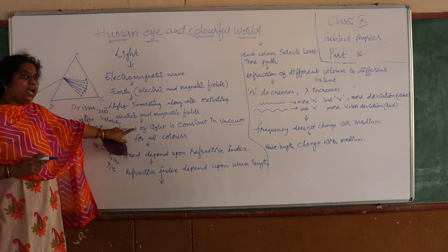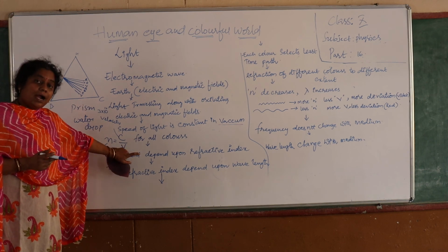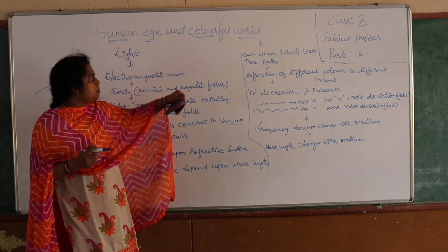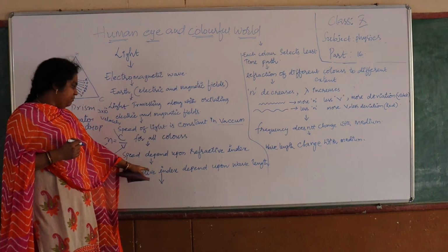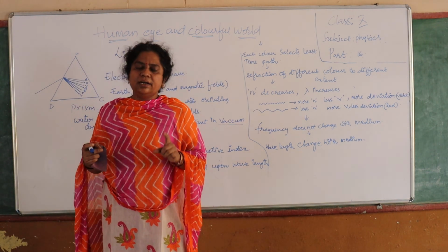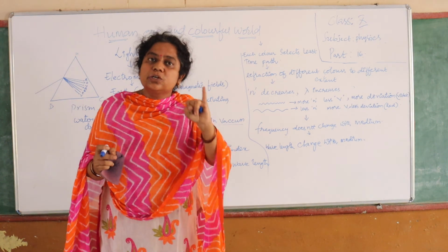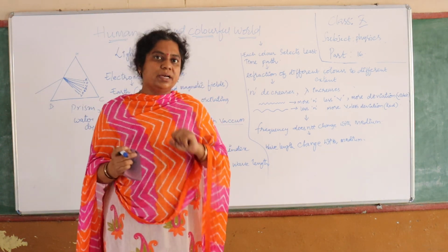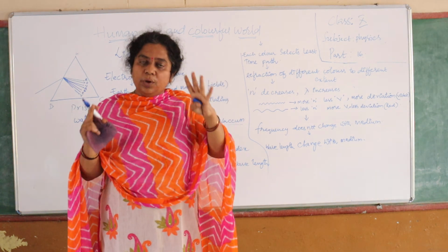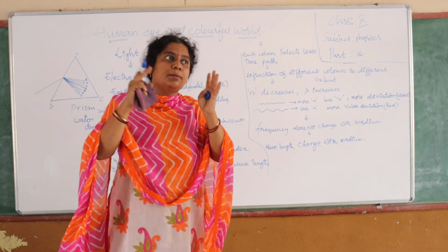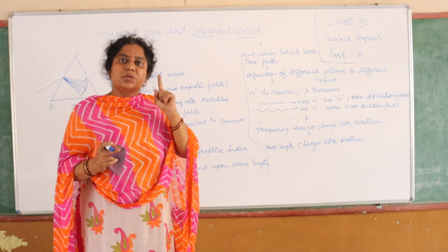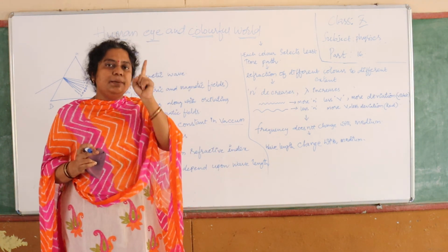So the speed of the light depends upon refractive index, and refractive index depends upon wavelength. Refractive index depends upon wavelength. So you should understand that first, light is an electromagnetic wave. Why are we calling it an electromagnetic wave? The light is traveling with the oscillating electric and magnetic fields which are present in our atmosphere.